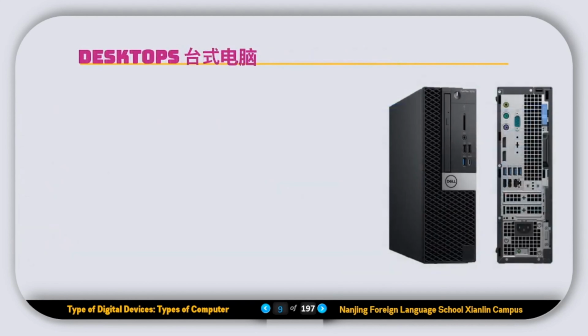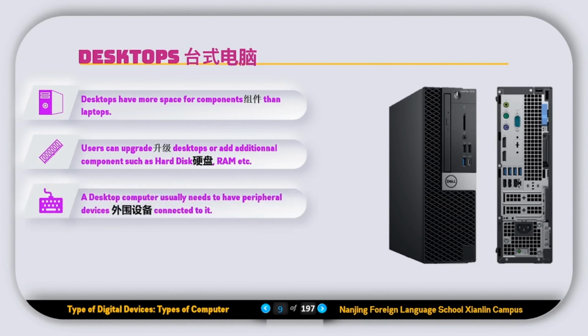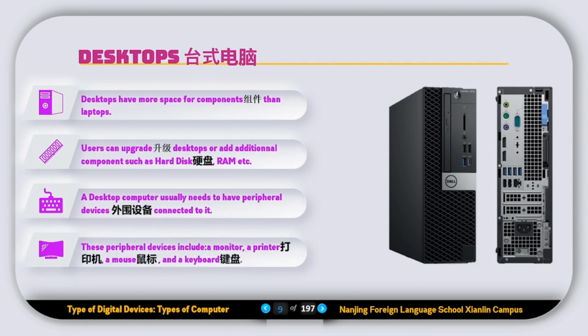Let's talk about the next one, which is the desktop computer. Desktops have more space for components than laptops. Users can upgrade a desktop or add additional components such as a hard disk, RAM, etc. And desktop computers usually need to have peripheral devices connected to them. Peripheral devices include a monitor, a keyboard, and a mouse.